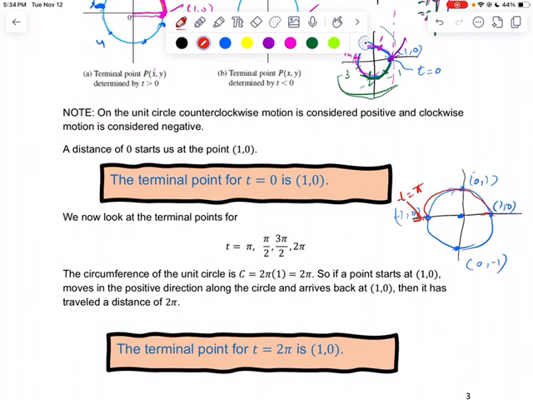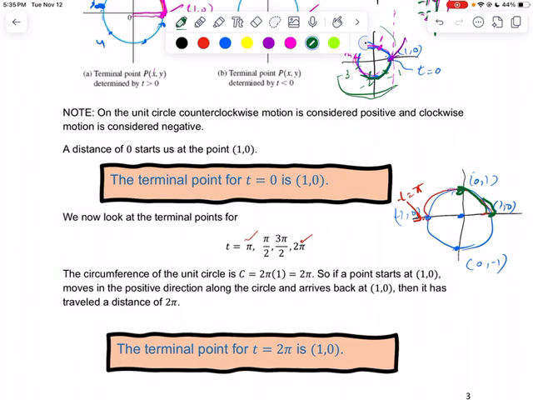Okay, so we saw what the terminal point for 2 pi is, we saw what the terminal point for pi is. Now what about pi over 2? Well, pi over 2 is half of pi, which means a quarter circle. So now go back and look at the starting point, and from the starting point travel a quarter circle. So where will you be? You are starting here and you are going along the circle and you arrive here. So what is the terminal point? 0, 1.